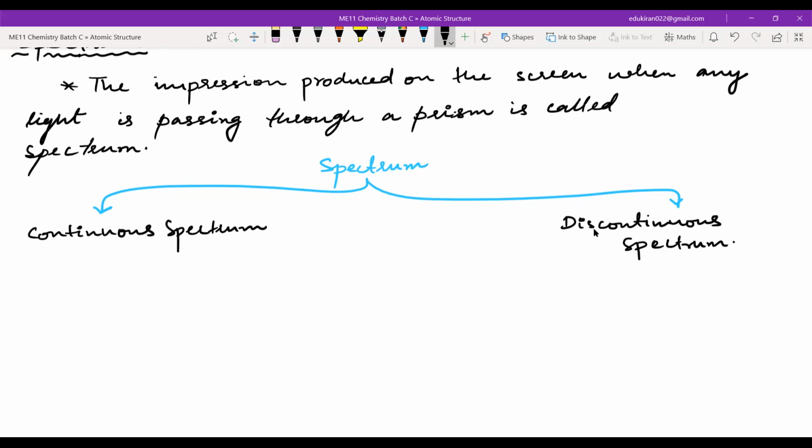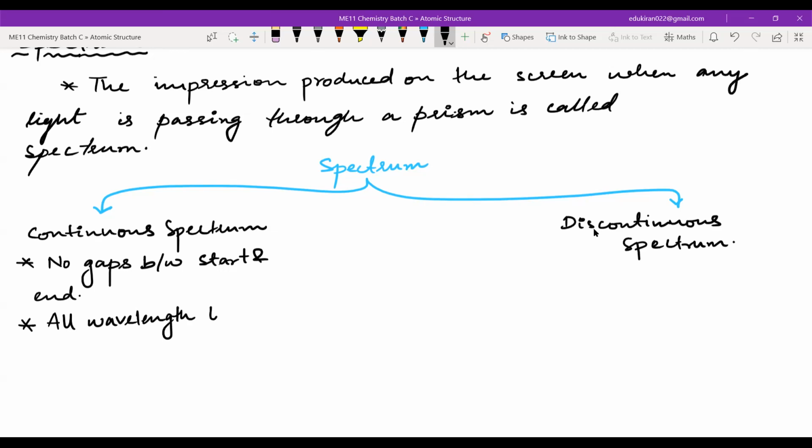What is the feature of a continuous spectrum? All the wavelengths of radiation lie between two extreme wavelengths, and they are continuous. There are no gaps, right? The first point is that there will be no gaps between start and end. All wavelengths lie between the two extremes.